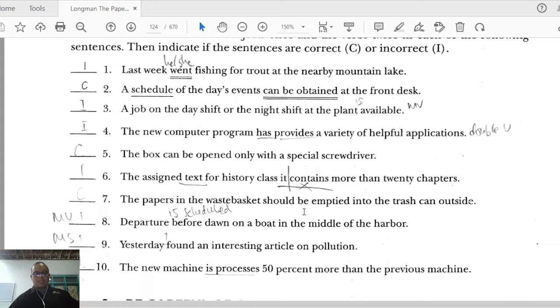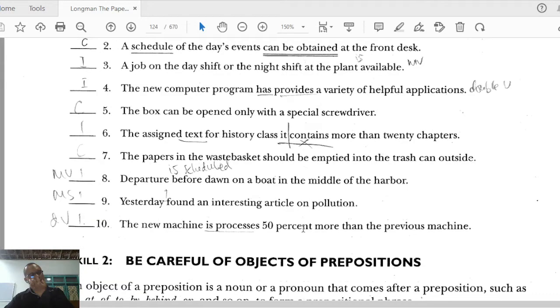Number 9, yesterday found an interesting article on pollution. There's no subject.